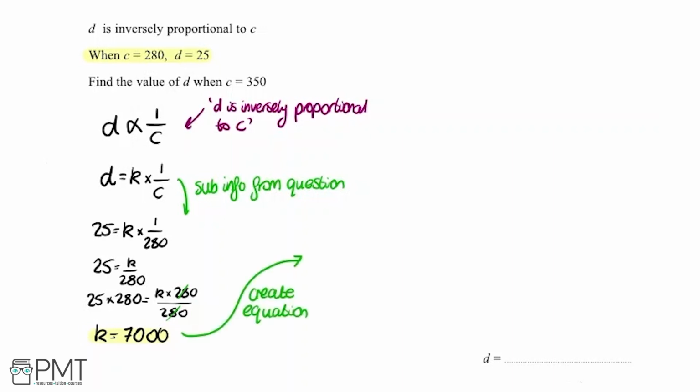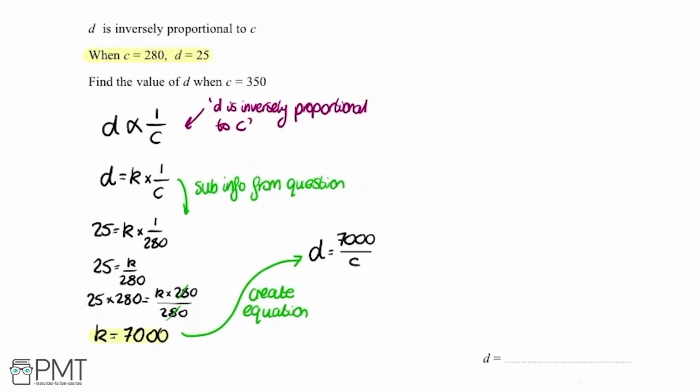Now we're going to use this to create a general equation linking C and D. Because we now know what K is, and we know up here that D equals K multiplied by 1 over C, we can say, okay, D equals, and I'm going to write it a bit like this way here. I'm going to say K, so 7,000 over C. So now we've created a link between C and D using our constant of proportionality here.